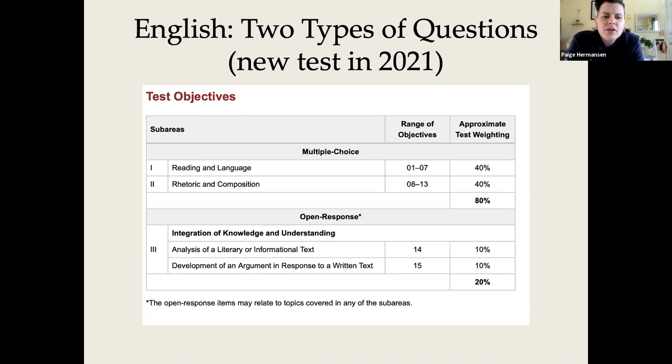And then there's a newly defined sub area of open response questions called integration of knowledge and understanding. And they're telling us this time what these two open response questions are going to be. So one of them is analysis of a literary or informational text, and the other is development of an argument in response to a written test.